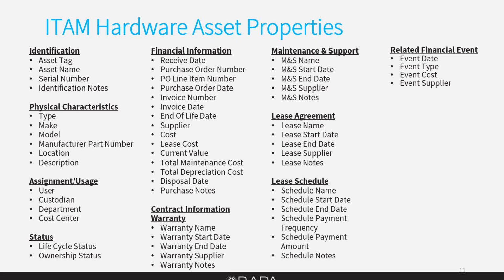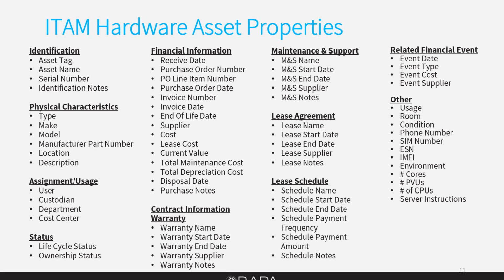So just some key information. And finally, there's a list of other types of properties you could associate to hardware assets. Usage information in terms of if they're being used more often, room, condition, environment, if it's part of production or if it's part of a development environment. It really depends on the type of asset, first of all, and then whether it is in support of one of your objectives to find out what you are tracking.